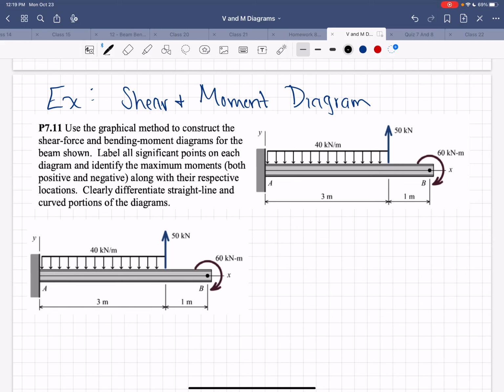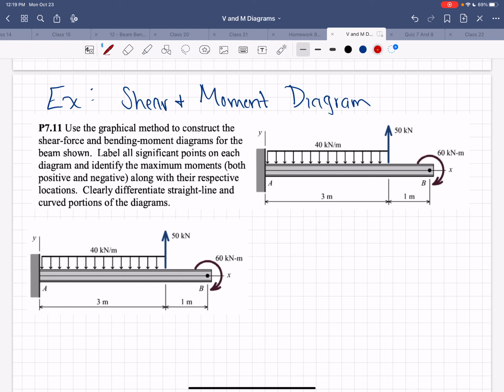Alright, here's a shear moment diagram problem that I will do by the graphical or inspection method, and I will do it using the cut method so you can see both ways. So we have a fixed beam, fixed at A, with a distributed load, a point load, and a moment. So everything except for a non-uniform distributed load, but this is a good one.